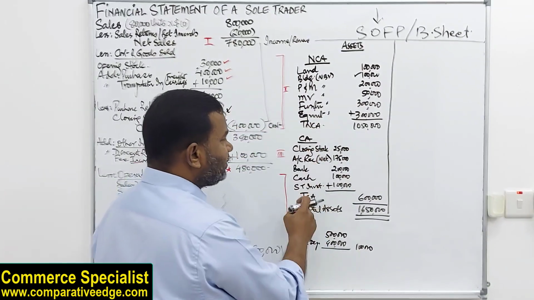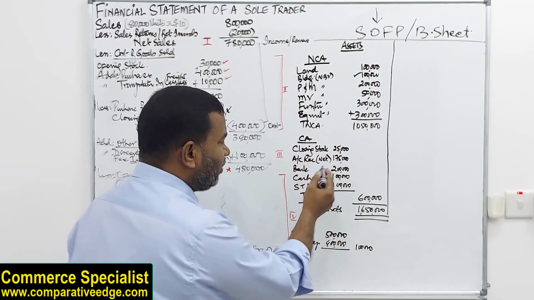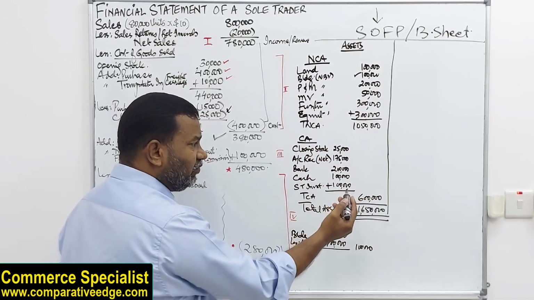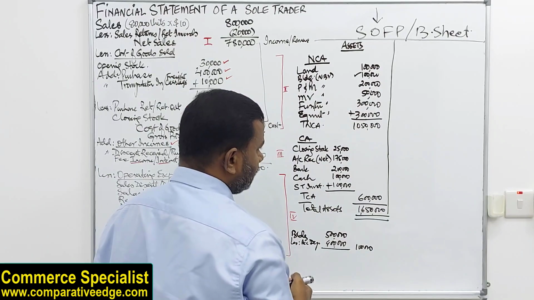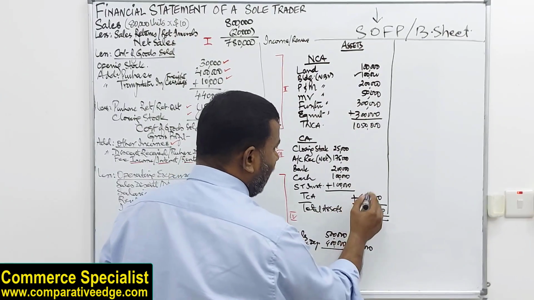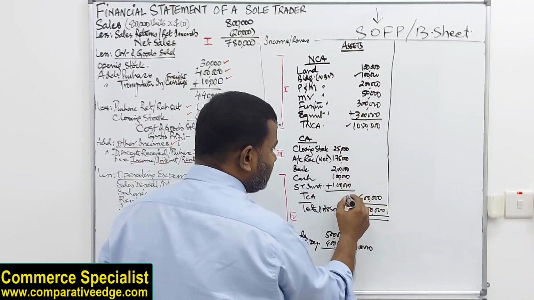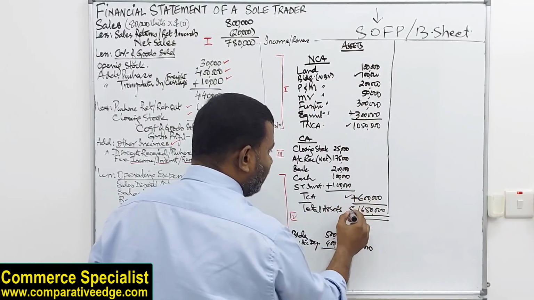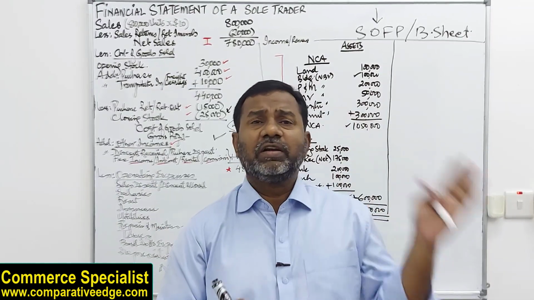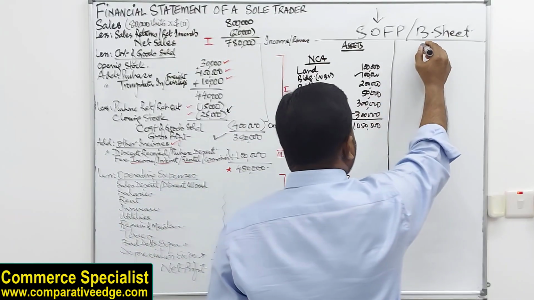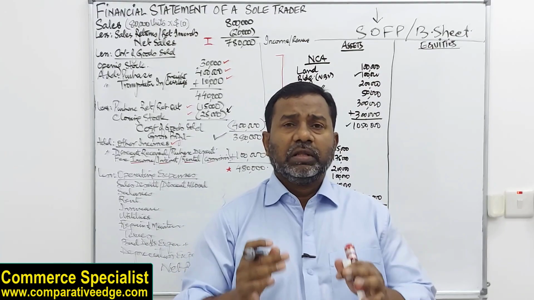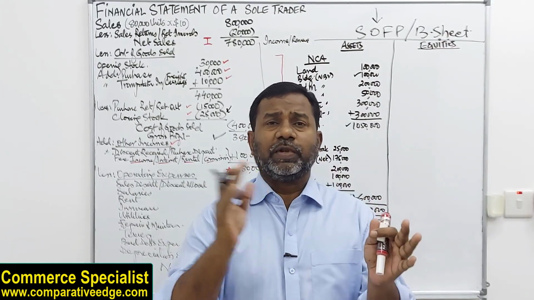Then we had current assets: closing stock, receivables, bank balance, cash balance, any short-term investments. You add all of them, you get 600,000. Now you add your non-current assets and your current assets in order to arrive at total assets. On the other side of the balance sheet, we have something known as equities. This equities means liabilities plus capital.